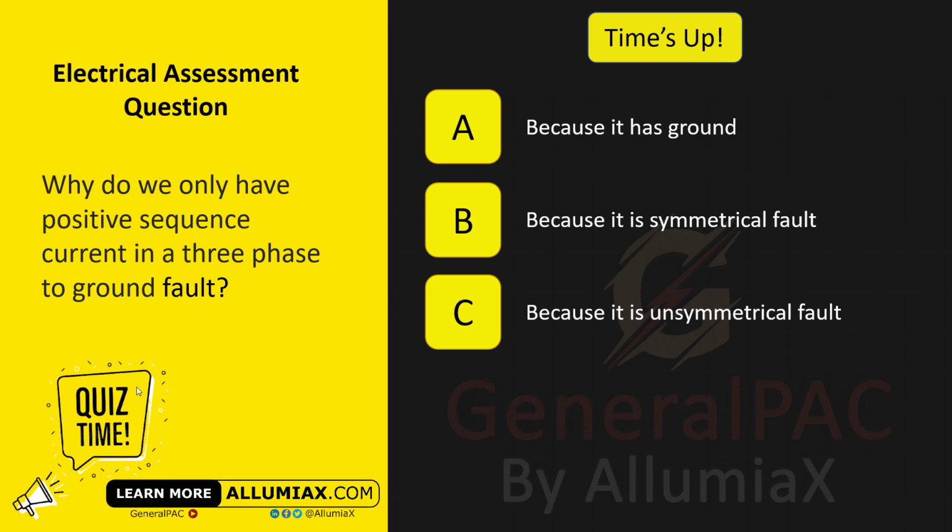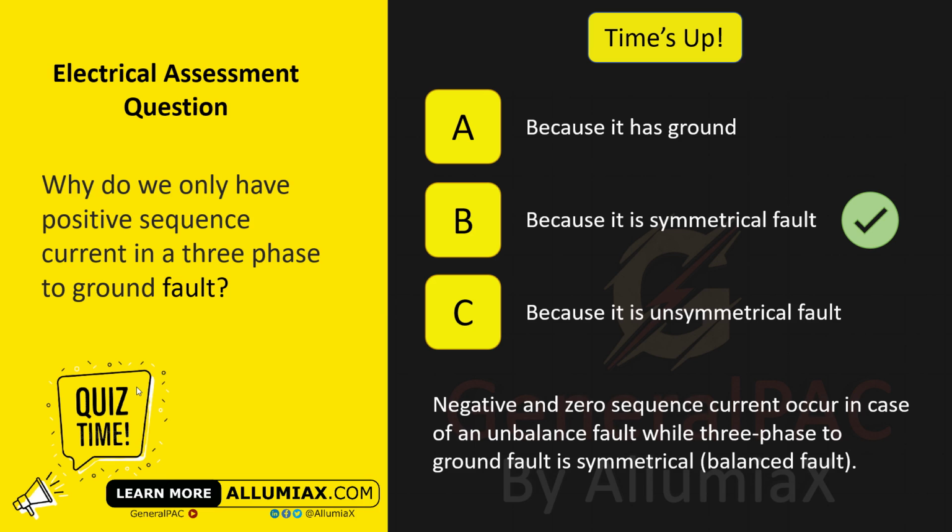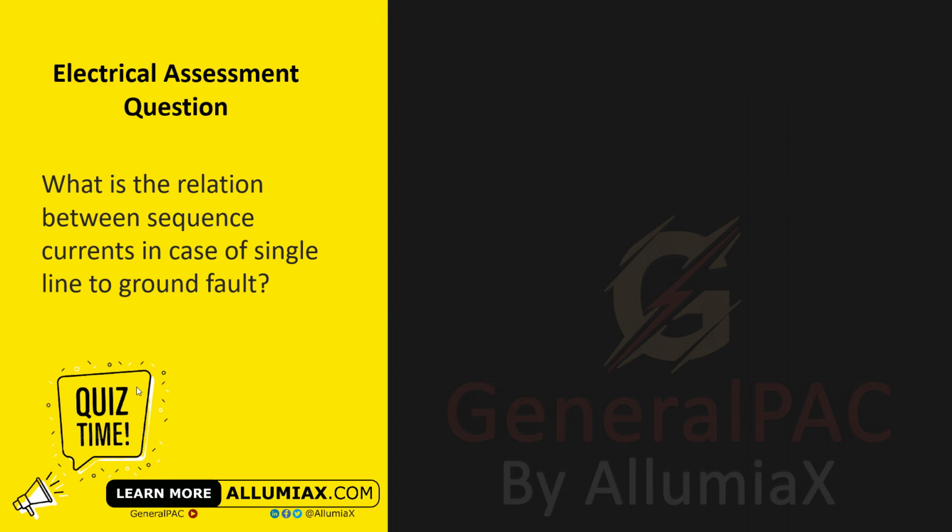Time's up. The answer is B. Because it is symmetrical fault. Negative and zero sequence current occur in a case of an unbalanced fault, while three-phase to ground fault is symmetrical, balanced fault.